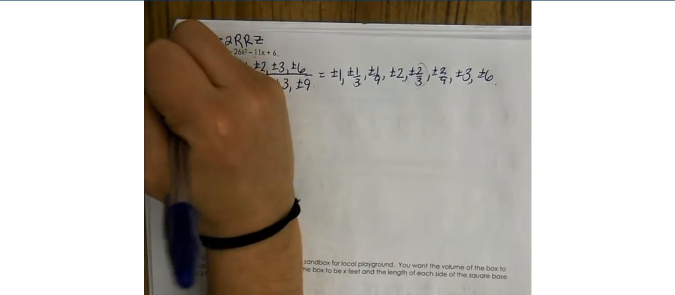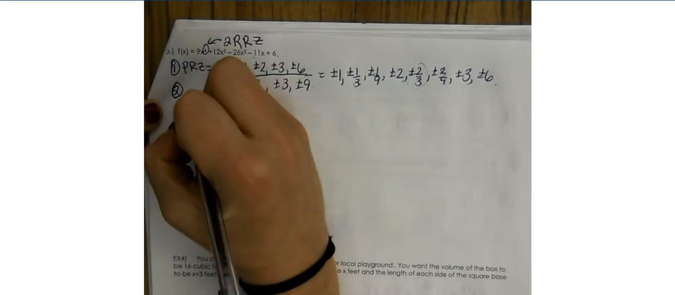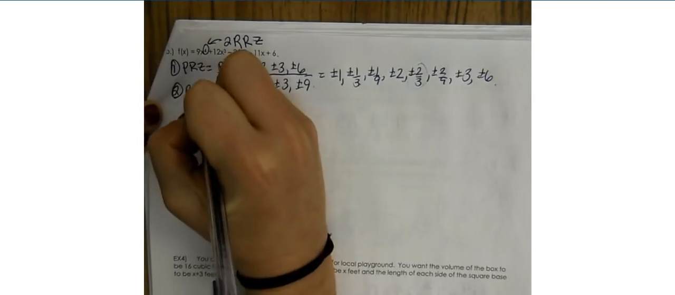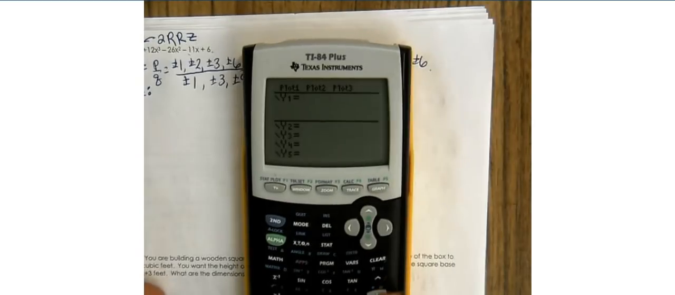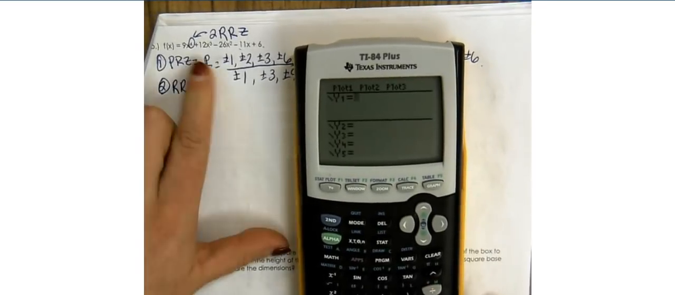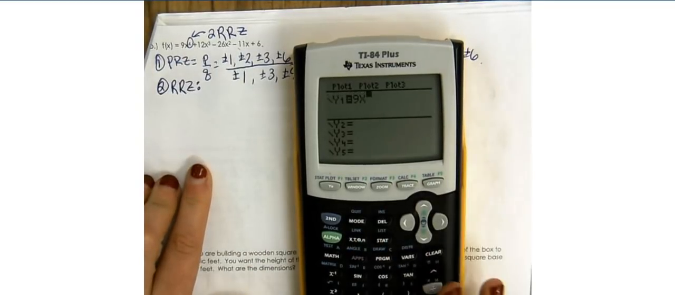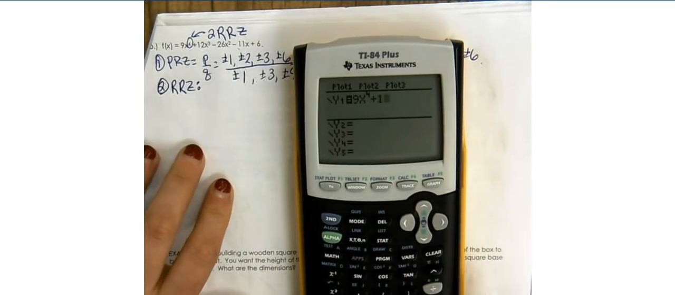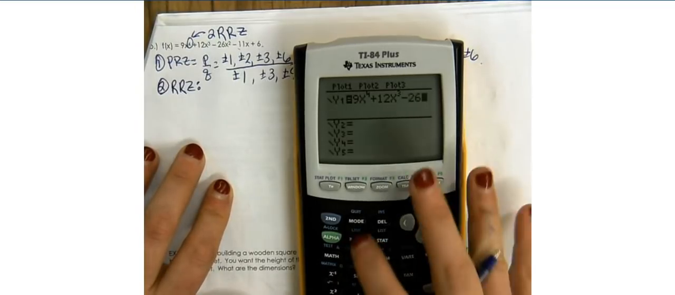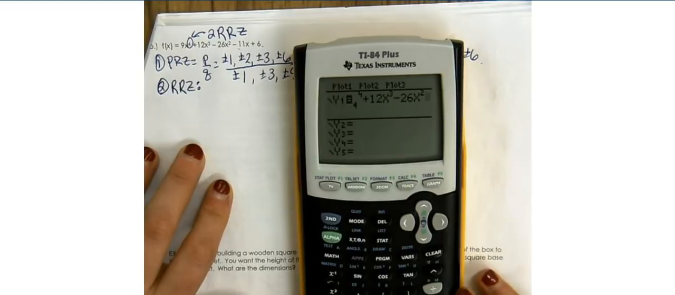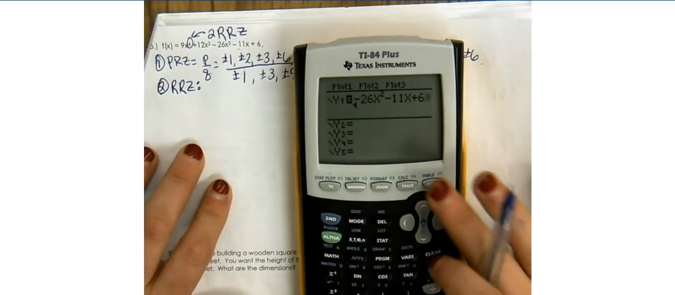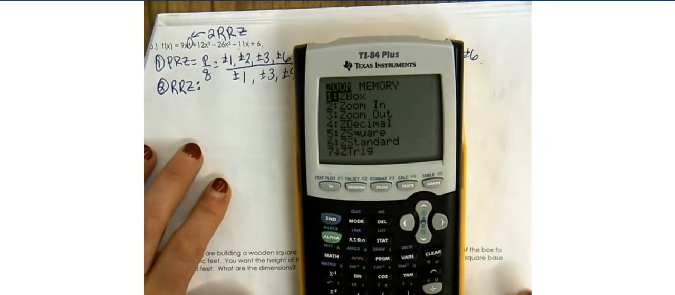So now we're going to use our graphing calculator. We have our reasonable rational zeros, and we need to find 2 of them. So in my graphing calculator, I'm going to enter in the function, and that is 9x to the 4th power plus 12x cubed minus 26x squared minus 11x plus 6. I'm going to press zoom 6 so I have a standard screen.